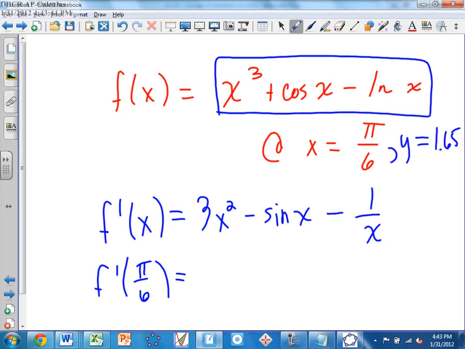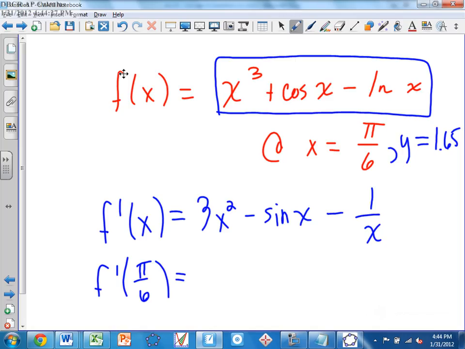Again, don't do this by hand. Put the derivative into your y2, type the derivative in, or just use nDeriv in y2, and find the derivative at that value. Or put this in y1 and use the dy/dx function. Press second, calculate, and then go to dy/dx and plug in pi over 6. You can always find the derivative at a point without actually calculating the derivative. It'll give you the slope.